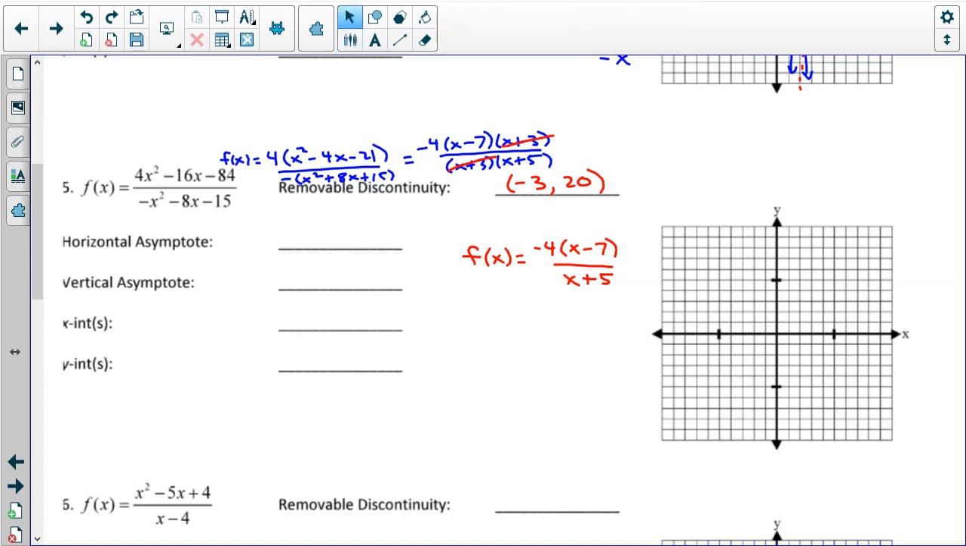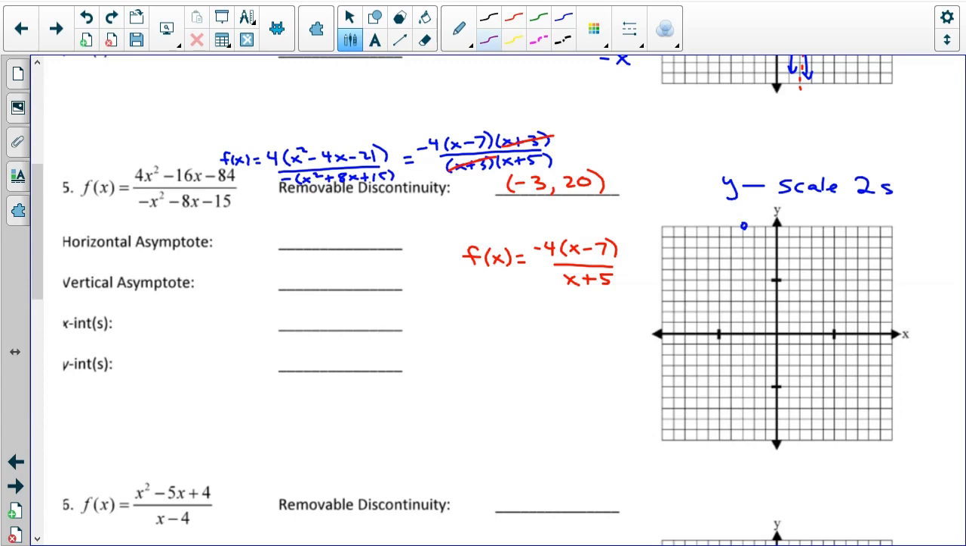So what I'm going to do is scale my graph by 2's. So what that means is if I'm at -3 comma 20, only for the y's, sorry. So my y scale will be by 2's, the x scale will still be by 1's. So at -3 comma 20, there's going to be a hole.